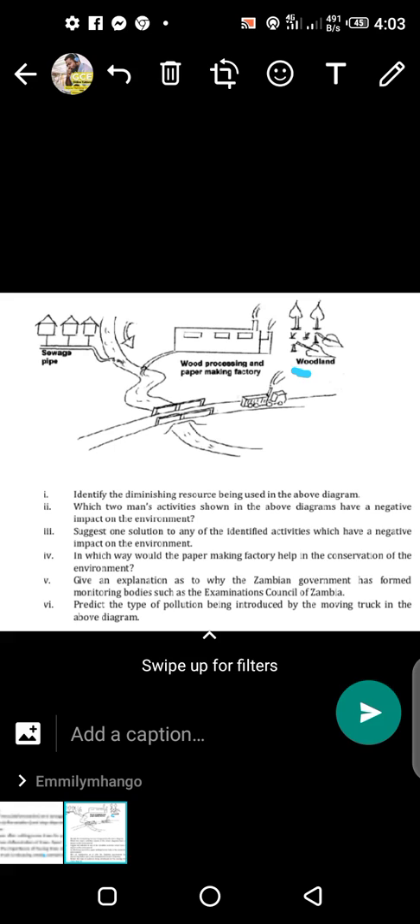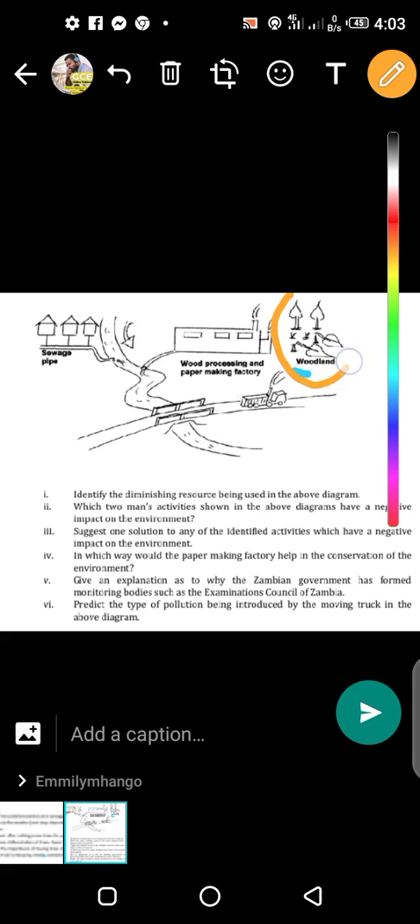Question 3. Suggest one solution to any of the identified activities which have a negative impact. What is the solution to the cutting down of trees? How can you stop the cutting down of trees? By planting new trees. When you cut trees, you should plant new ones. So the planting of trees is what is called afforestation.